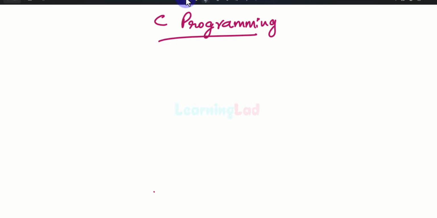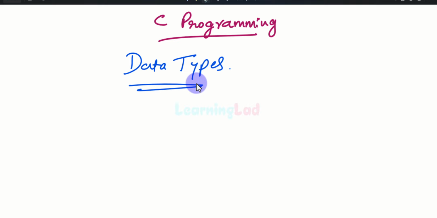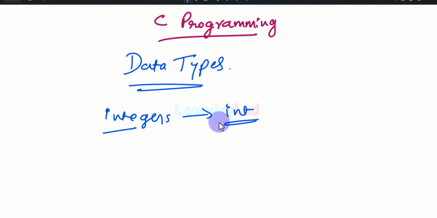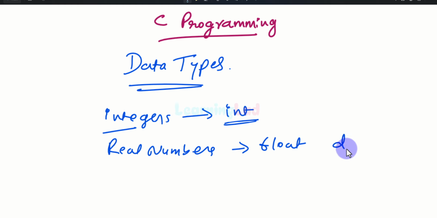Now finally, in this video, we will talk about data types. As the name indicates, data types are used to represent the type of data. We have seen that the data can be whole numbers, and these whole numbers are called integers in C programming language. In order to represent these integers, we have a keyword called int. And then we have seen that the numbers with decimal places are also there, and they are called real numbers. In order to represent them, we have the data types called float and double.